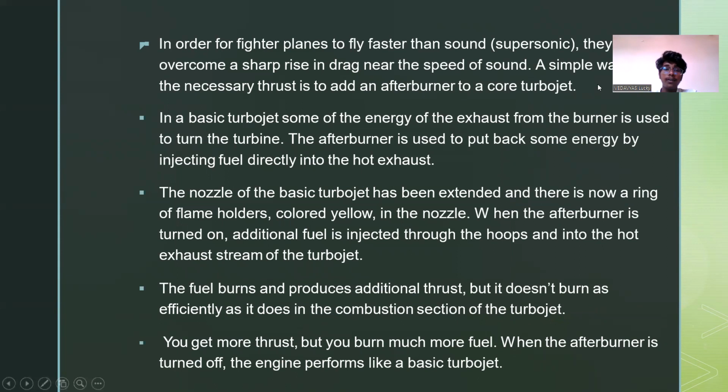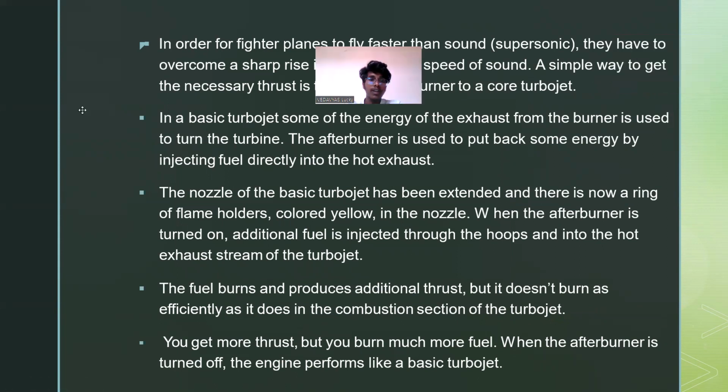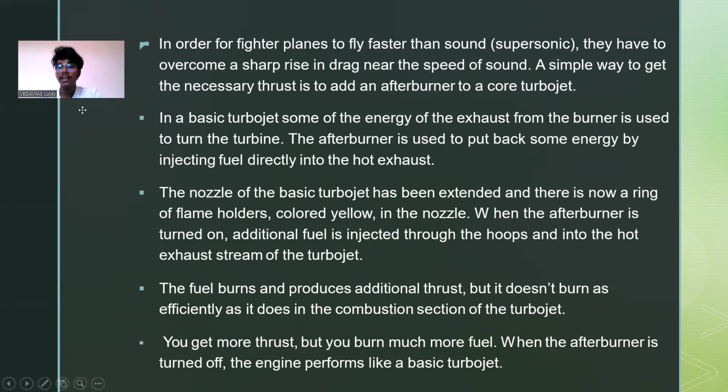In order for fighter planes to fly faster than sound, at supersonic speed, they have to overcome a sharp rise in drag near the speed of sound. A simple way to get the necessary thrust is to add an afterburner to a core turbojet. In a basic turbojet, some of the energy of the exhaust from the burner is used to turn the turbine. The afterburner is used to put back some energy by injecting fuel directly into the hot exhaust so that we get more energy or more power.